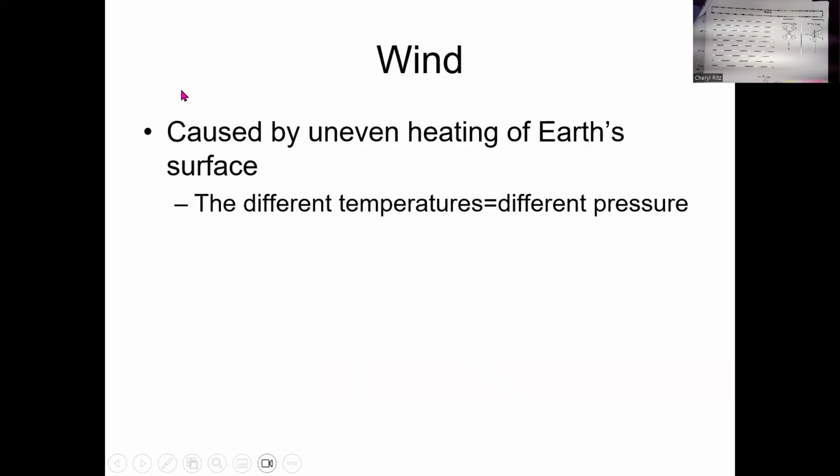So wind, we're going to start off with wind is caused by uneven heating on Earth's surface. Areas near the equator are hotter than areas near the North Pole. There's more to it than that, but you know that for sure. So there's different temperatures. But then going back to what we said before, because there's different temperatures, we now have different pressures.